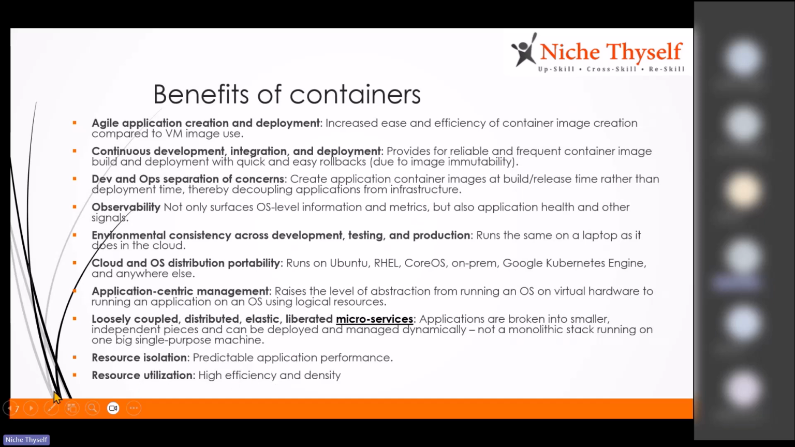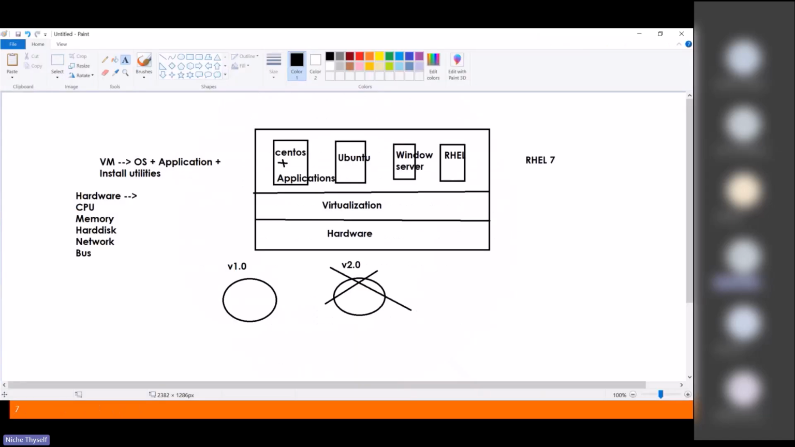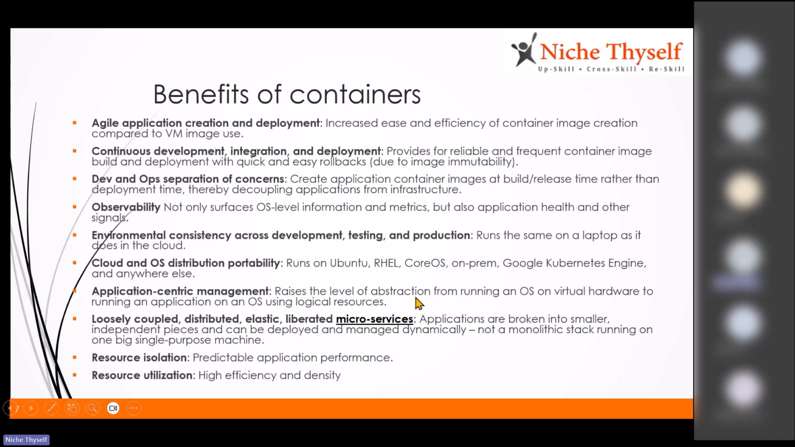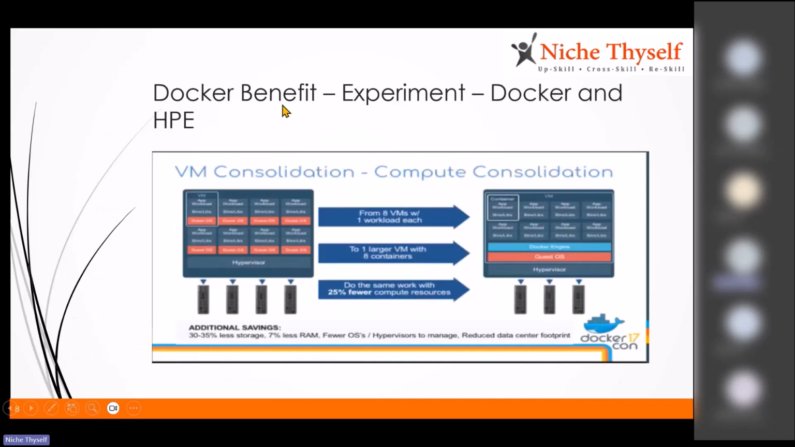Suppose any application is not running. Previously, suppose I have a server and only one application is running on that server, which is consuming only 2 GB. The rest, 14 GB, suppose that server is 16 GB, was being wasted. But right now, as I deploy multiple containers, it's a better utilization of my servers, right? So better utilization of resources. Now this is a Docker benefit.